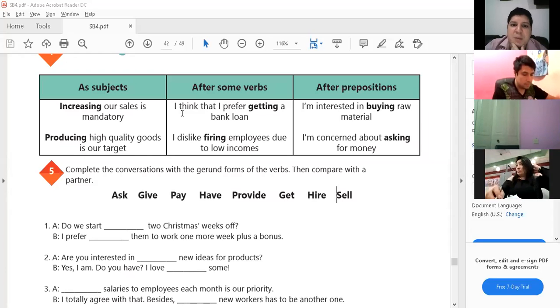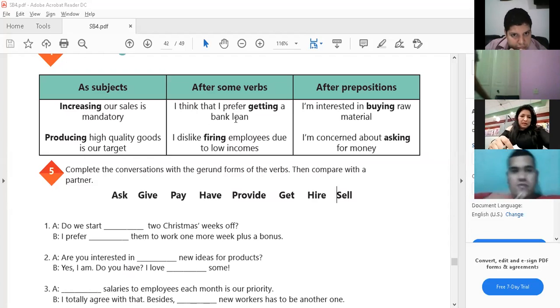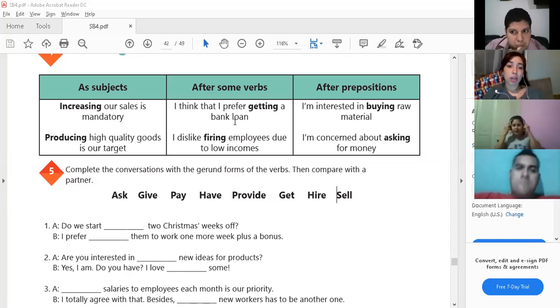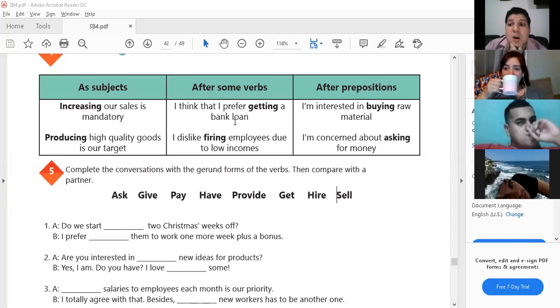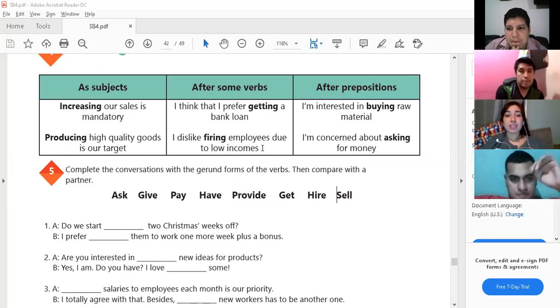Here. Say with me, please. I think that I prefer getting a bank loan. Creo que prefiero obtener un préstamo bancario. Que le vaya bien. I dislike firing employees due to low incomes.